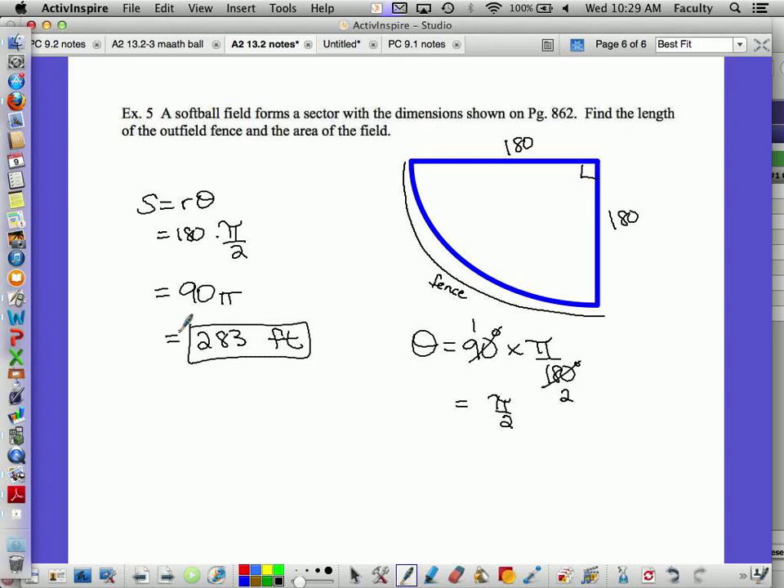Could we have also looked at the unit circle and seen that 90 degrees is pi over 2? Yes, pi over 2, absolutely.